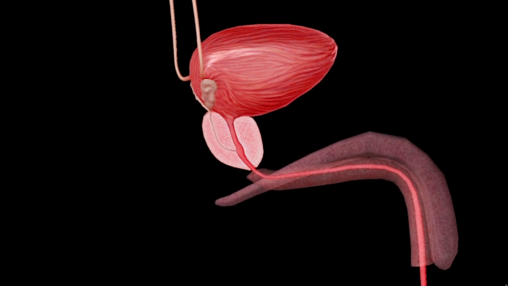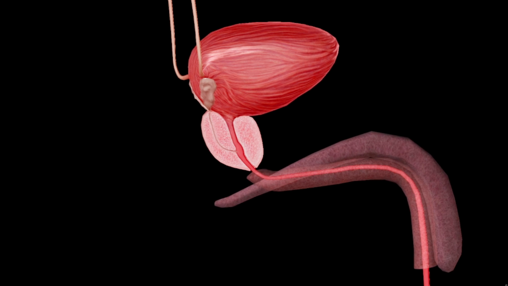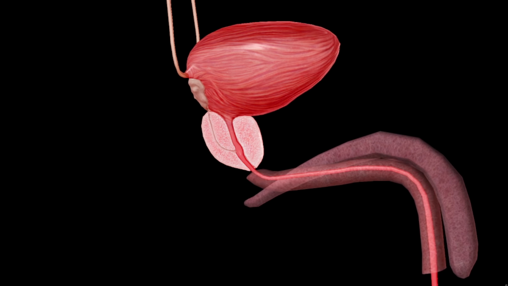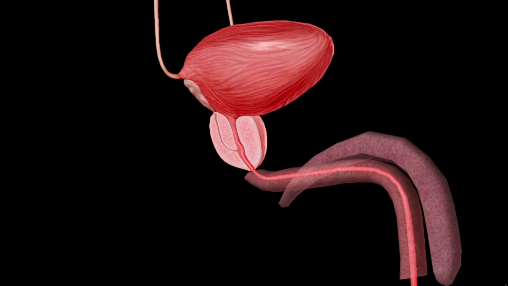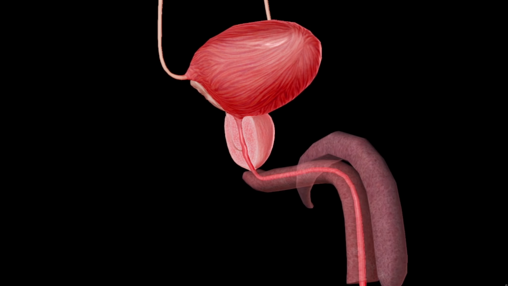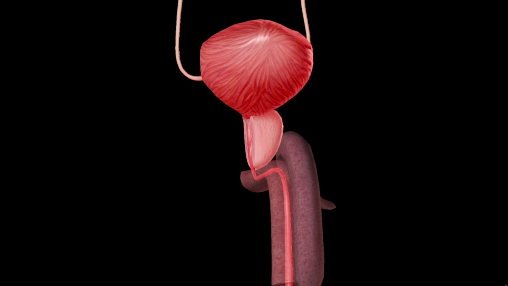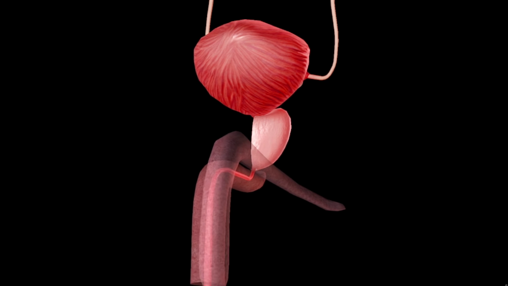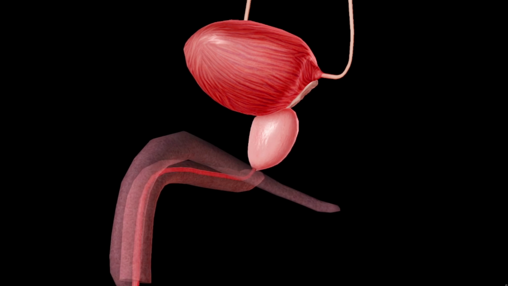In females, the urethra is shorter and simpler, and consists of a single tube that runs from the bladder to the external urethral opening. Finally, the urinary system consists of 2 kidneys, 2 ureters, 1 urinary bladder and 1 urethra.